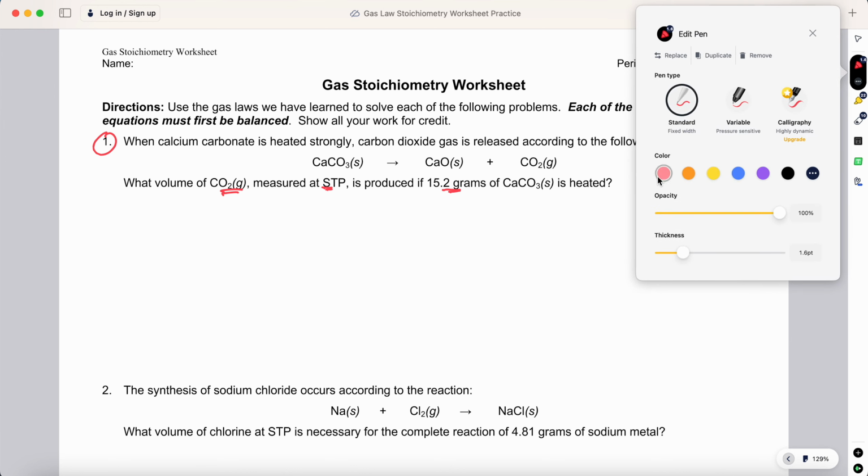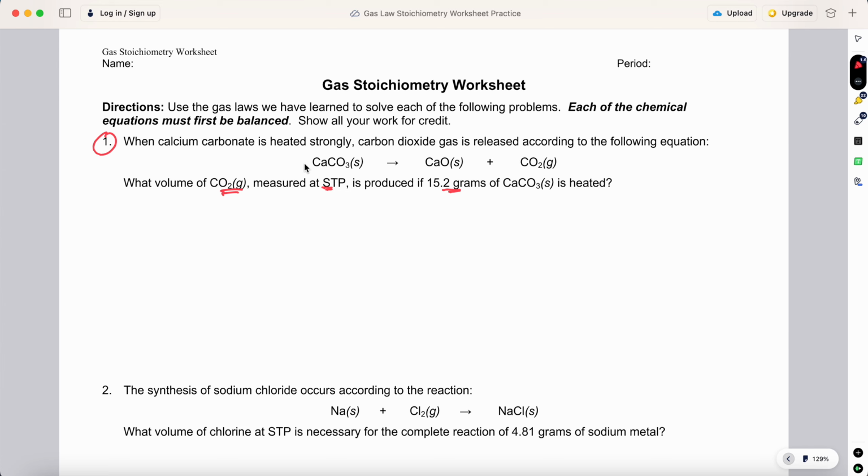So to solve, let's first balance the equation. This is actually already balanced. We have 3 oxygen here, and one calcium on the product side, and one carbon in the product and reactant side. So we have 1, 1, 1. So it's already balanced.